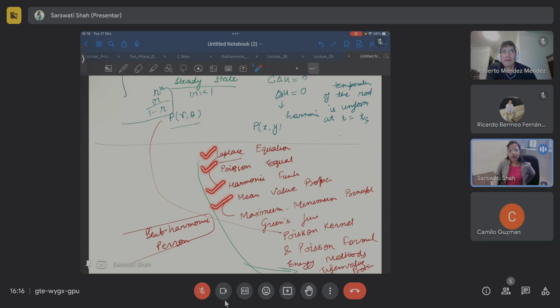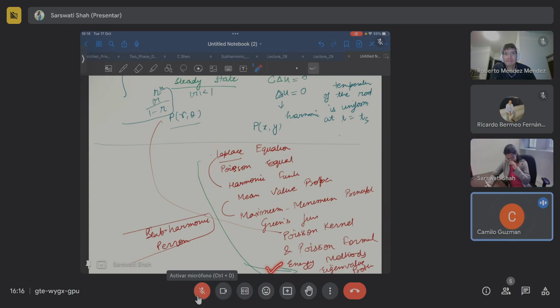Please read the mean value property. I think it is easy, but if you don't get it, then please ask me tomorrow in the beginning of the class. Maximum minimum principle: if you have the mean value property, then it was really very easy. Poisson kernel. Green's function was tricky because it is basically theory, so that's why it might be tricky. But you are already aware of the Green's function from your engineering topics and most undergraduate courses. Energy method, I need to read. Eigenvalue problem, yeah, it's clear.